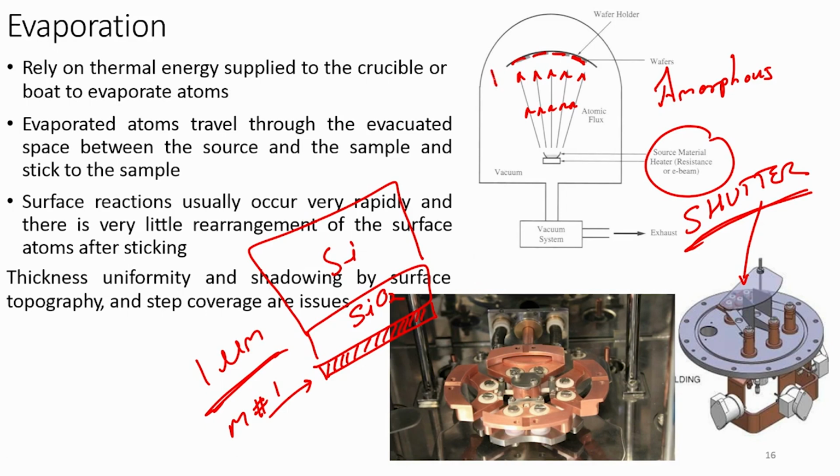For that we have something called a quartz crystal monitor, QCM. A quartz crystal monitor is used to measure the thickness of the material that is deposited on the wafer. Okay. That is the first answer, how you know the thickness.